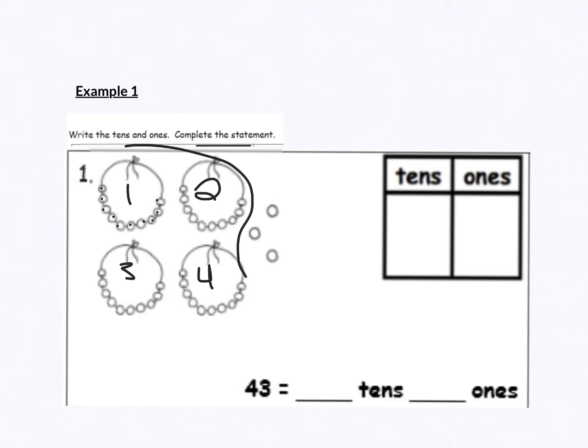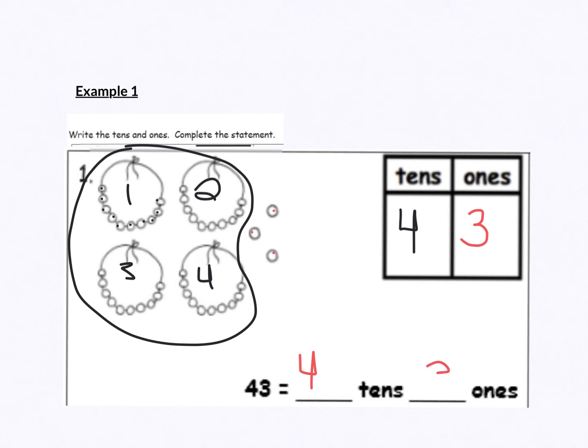So we're going to group these together as our tens and put a 4 in the 10 spot. Now looking at our beads, we have 1, 2, 3 individual beads, so that's going to go in our 1 spot. Our statement reads, 43 is equal to blank tens and blank ones. Well, we have 4 tens and 3 ones. So 43 is equal to 4 groups of tens and 3 ones.